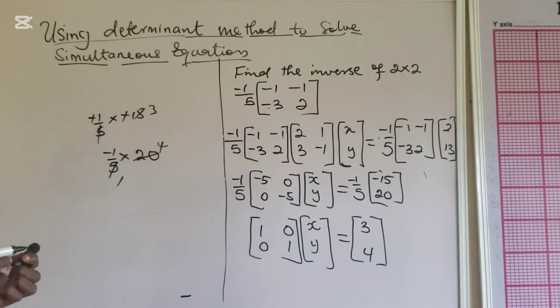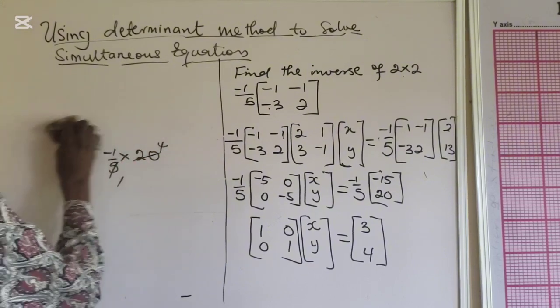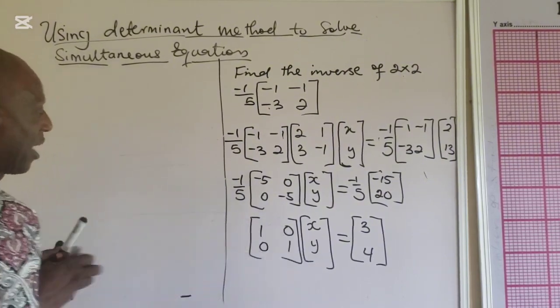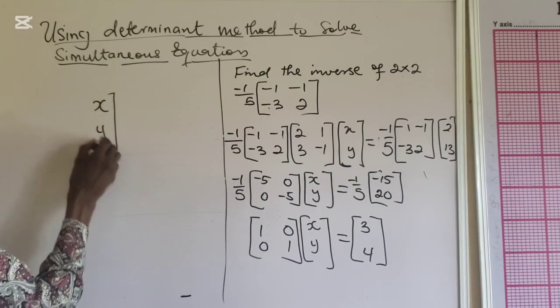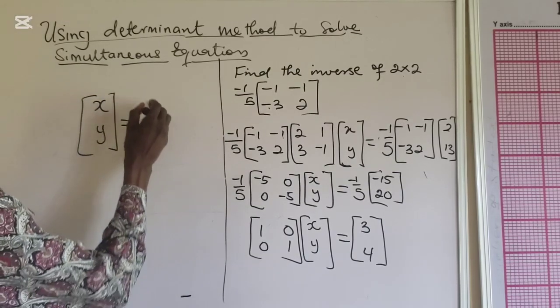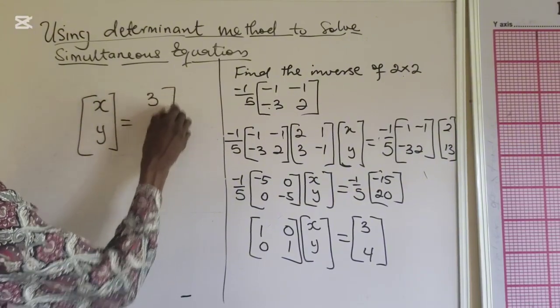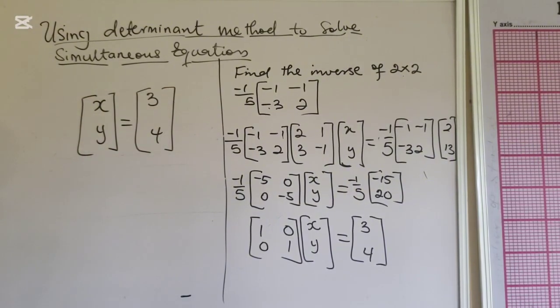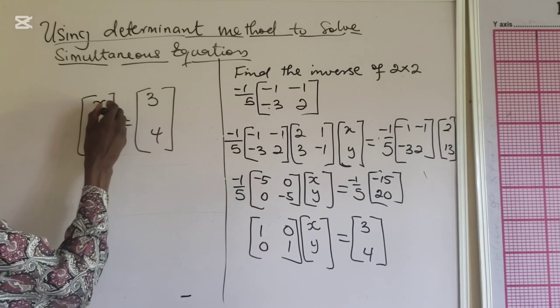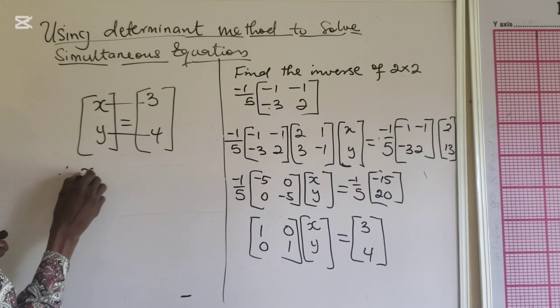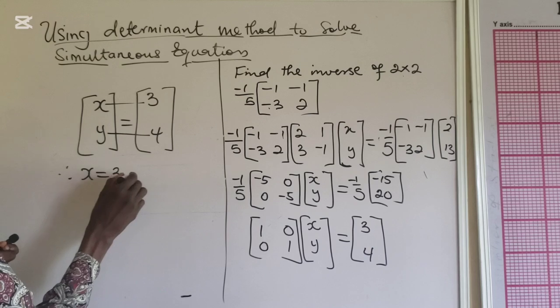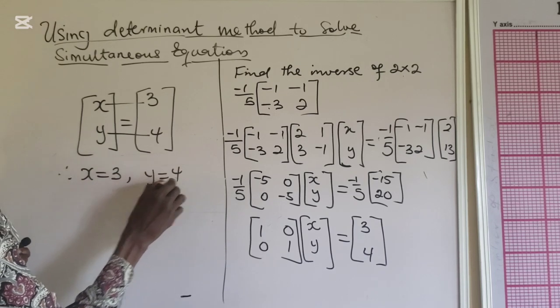Okay, let's proceed further to solve it. Now, identity matrix means 1. So 1 times x y gives us x y, is equal to 3 and 4. This is one-to-one mapping. This is mapping x, this one is mapping y. Therefore, the value of x is equal to 3, and the value of y is equal to 4.